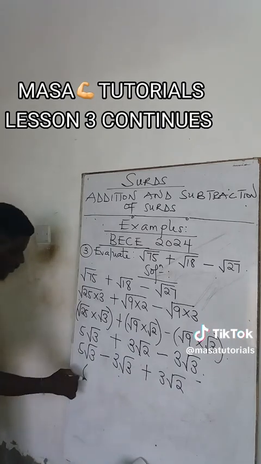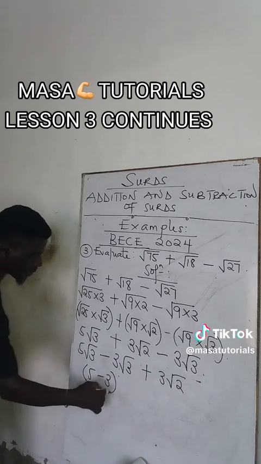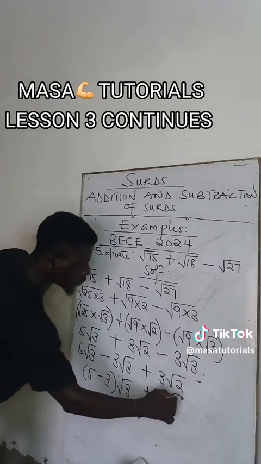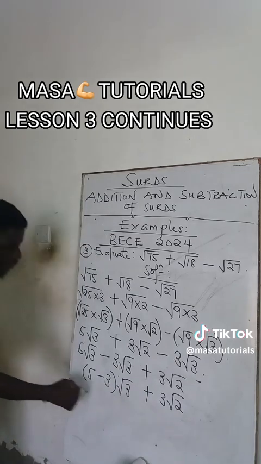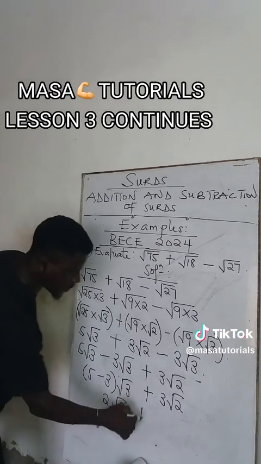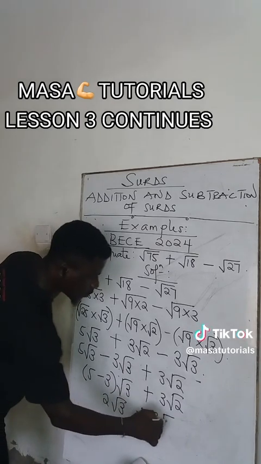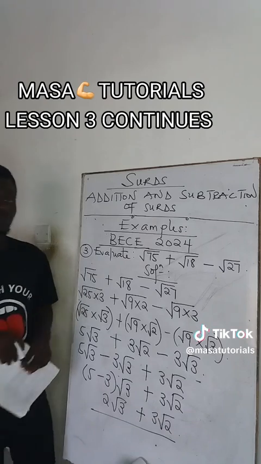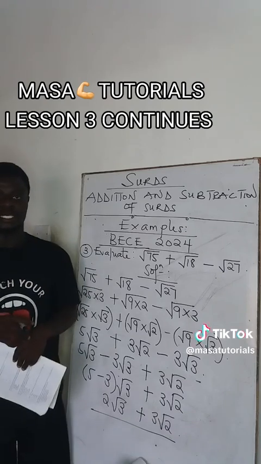We subtract their coefficients: 5 minus 3 square root of 3, then plus 3 square root of what? 2. 5 minus 3, we obtain 2 square root of what? 3. Then here plus 3 square root of what? 2. Very, very simple. Let's see our next example, example 4.